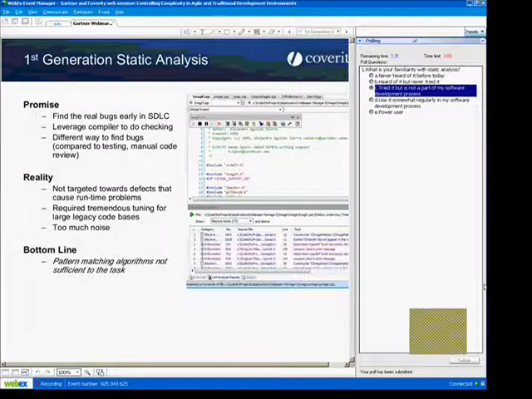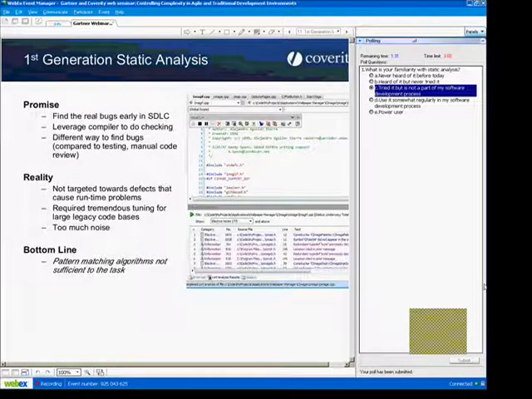It wasn't targeted towards the type of defects that would really cause a lot of pain at runtime, things that cause your system to crash or data to be corrupted and those types of issues. And it usually required a lot of tuning. You had to turn on and off a certain set of warnings that were applicable for your kind of code base. In summary, it's too much noise. And in fact, it wasn't the intention of Lint.